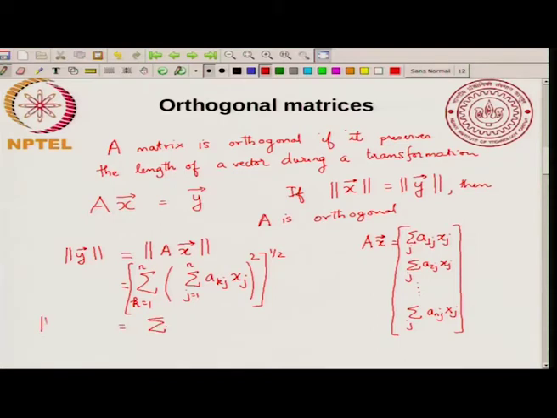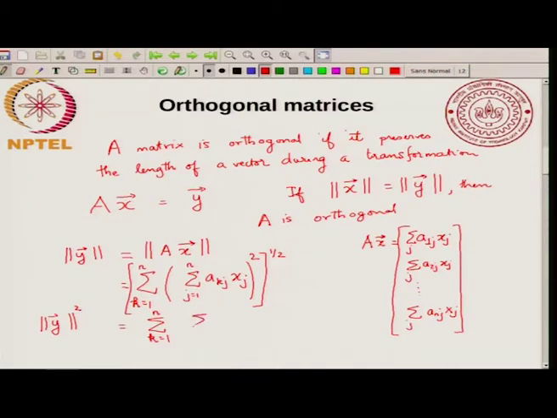So, I will just write norm of y square. Okay. So, this will look like the sum over k equal to 1 to n. Now you have one sum and you are squaring it. So, when you square a sum of terms, it is like making a double sum.